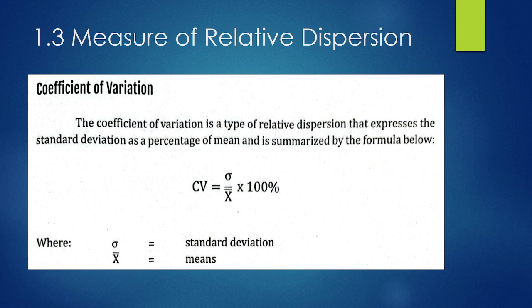Coefficient of variation is a type of relative dispersion that expresses the standard deviation as a percentage of the mean. And it is summarized by the formula below. CV, which stands for coefficient of variation, is equal to the standard deviation over the mean, multiplied by 100%. So our denotation for coefficient of variation is CV, while this one is the standard deviation and this one is the mean.